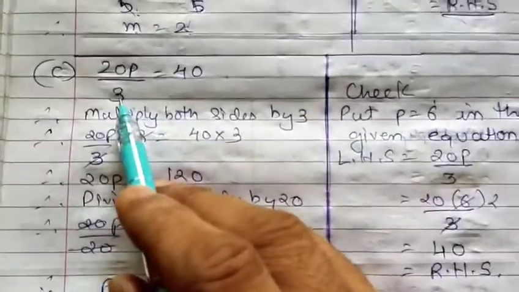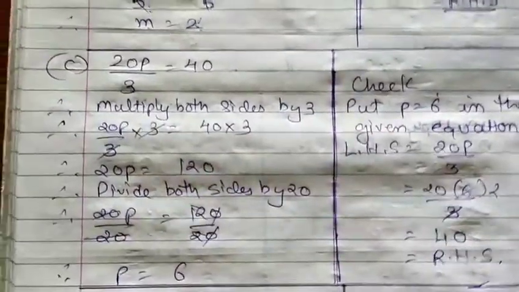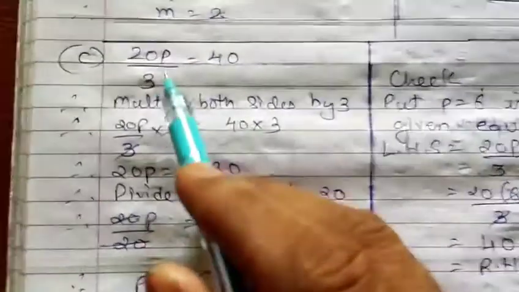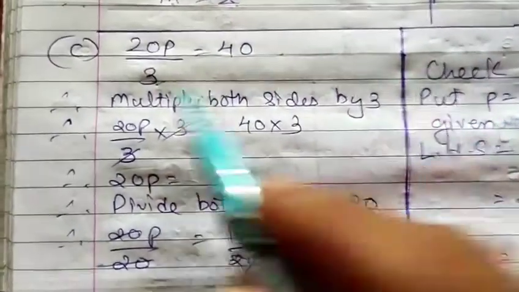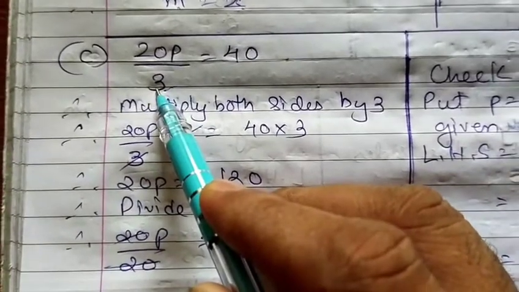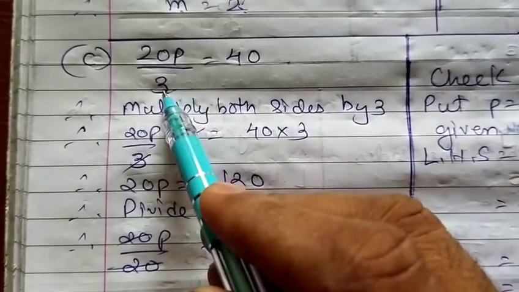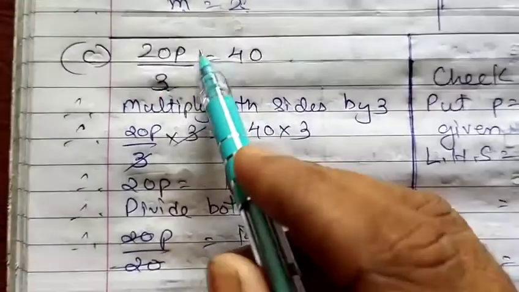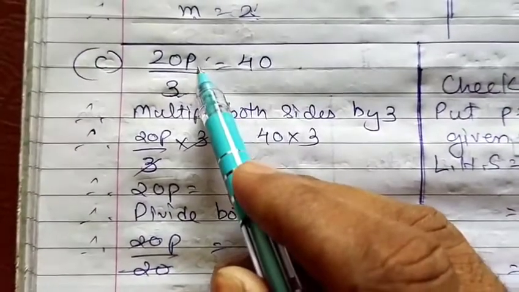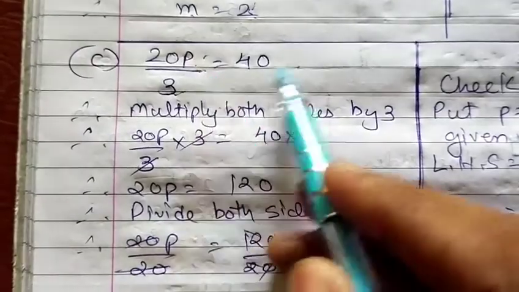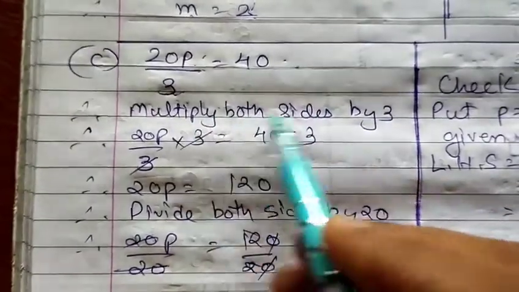Now the next one. 20 times p divided by 3. Now dear student, here first you have to eliminate this value which is in division form. Whatever the number, if it is in division form, to eliminate it we have to multiply by the same value, as I told earlier. Now here if I am multiplying by 3 on my left hand side, the same value you have to multiply on your right hand side. So multiply both the sides by 3.